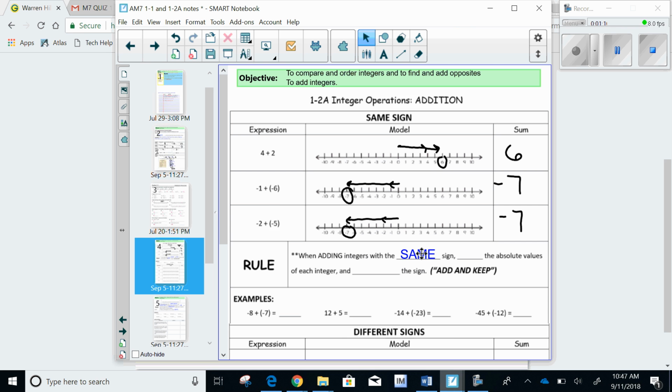So when adding integers with the same sign, look at your absolute values. What do we do with them? So our absolute values here are 4 and 2. Here it's 1 and 6 for our absolute values, and here it's 2 and 5. So it looks like we're going to add the absolute values of each integer, and then we're going to use the sign of whatever the addends had already. So if they were negatives, we're going to keep the negative sign. If they were positives, we're going to keep the positive. So it's same signs, add and keep for addition.